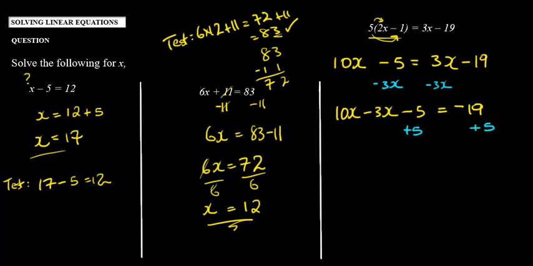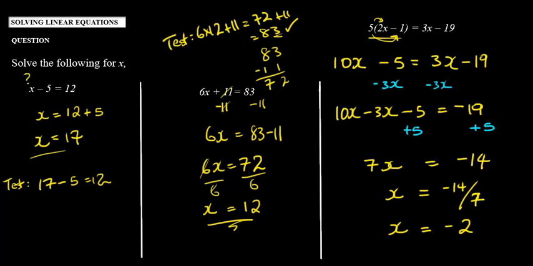Now, minus 5 plus 5 is 0, and 10x minus 3x is 7x. So that's what I have left on this side. And minus 19 plus 5 is equal to negative 14, because I owe 19 and now I get 5, so now I just owe 14. So if 7 times x is equal to negative 14, that means x must be equal to negative 14 divided by 7. And negative 14 divided by 7 is negative 2. So x is equal to negative 2.